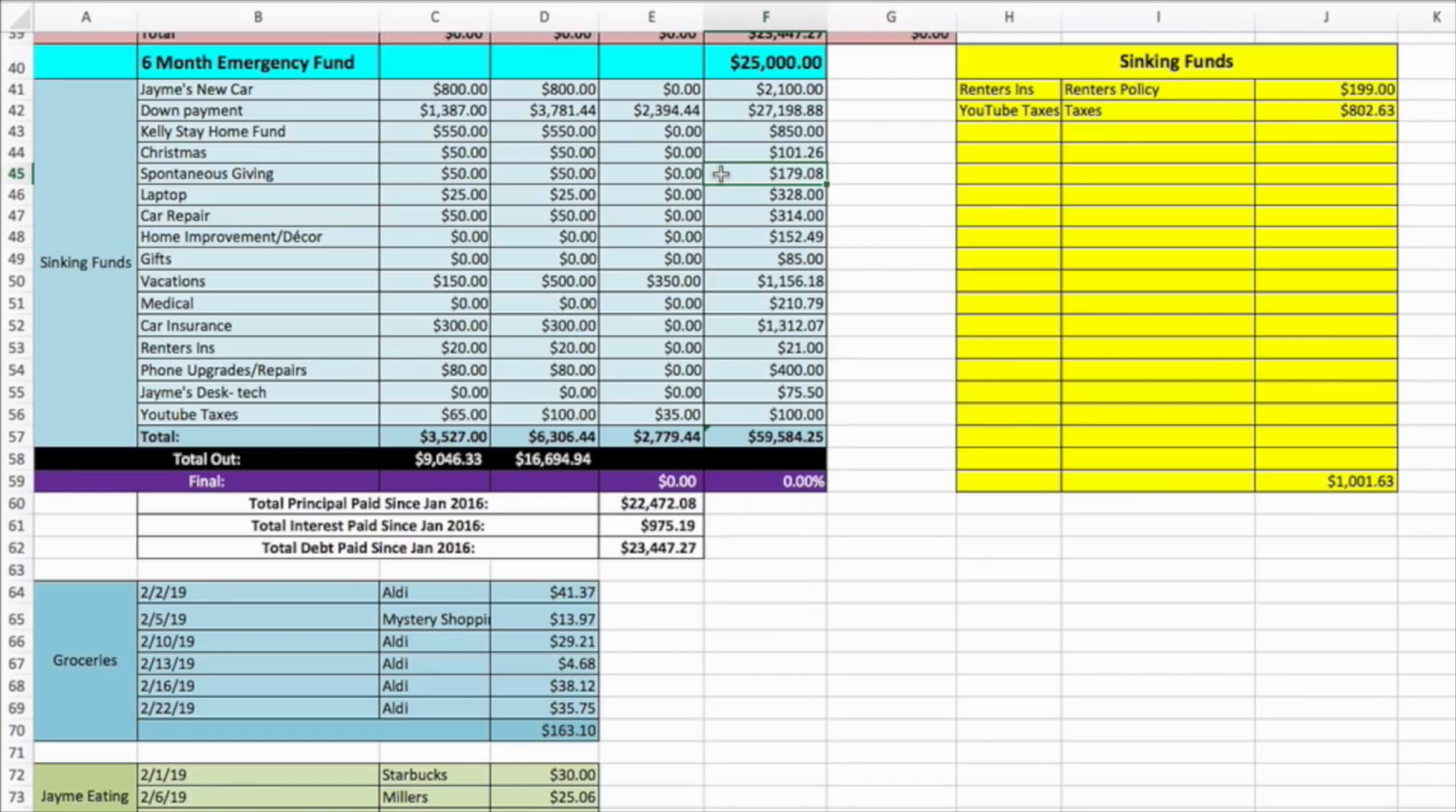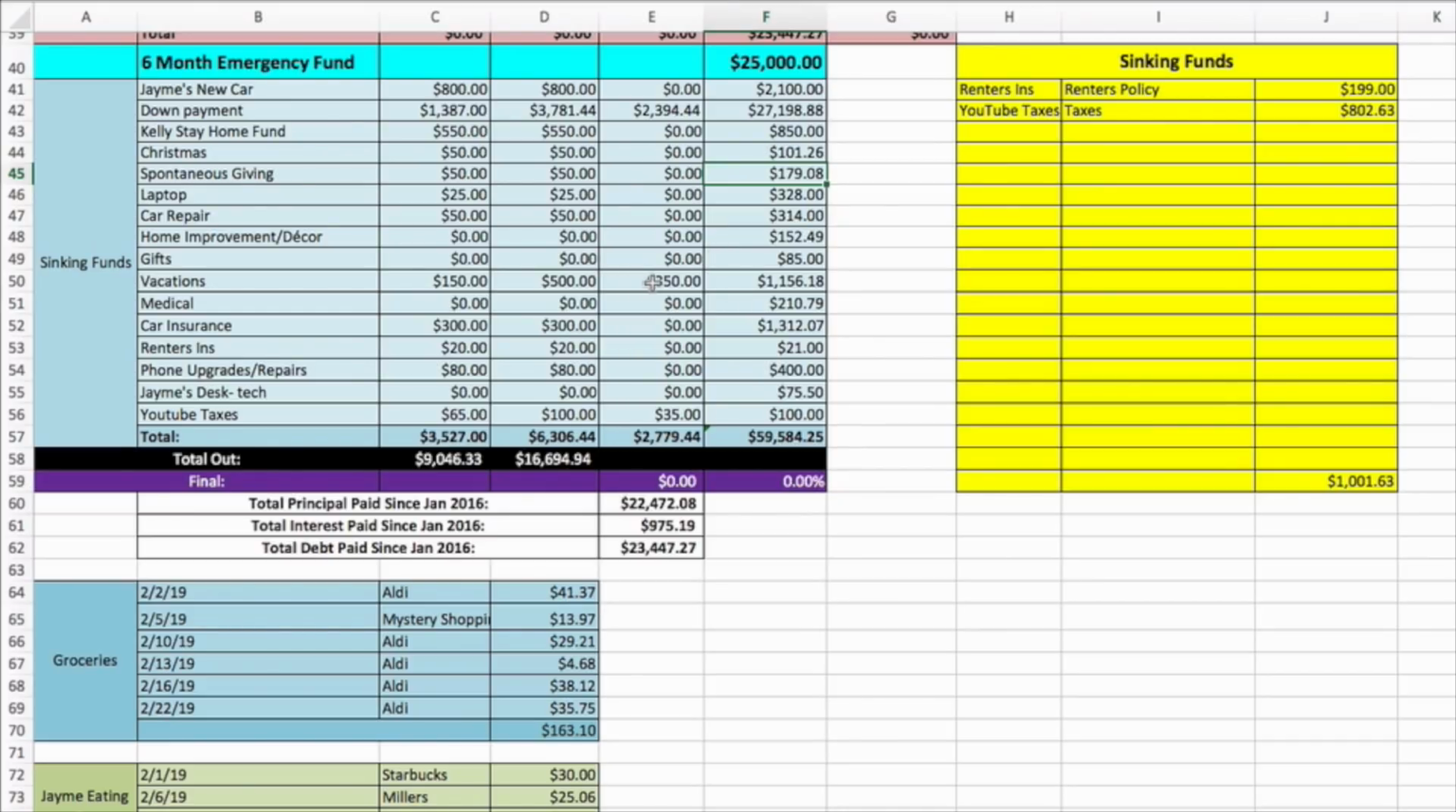Spontaneous Giving, we added $50 for a total of $197.08. Laptop Fund, we added $25 for a total of $328. Car Repair Fund, we added $50 for a total of $314. Home Repair Decor, we didn't add anything for a total of $152.49. Gifts, we did not fund that. And that's the same at $85.